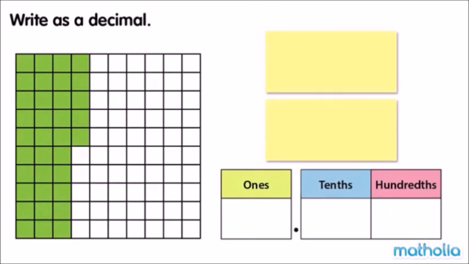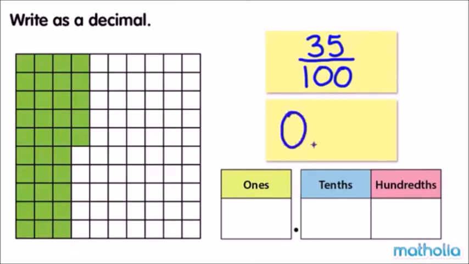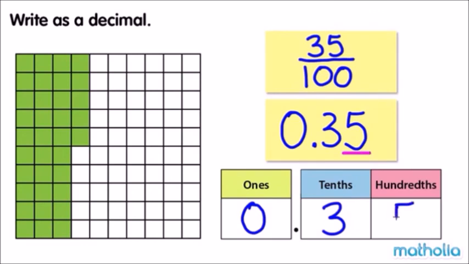Write as a decimal. The whole has been divided into 100 equal parts. 10, 20, 30, 31, 32, 33, 34, 35 parts are coloured. 35 hundredths are coloured. We can also write this as the decimal 0.35. We can show 35 hundredths on a place value chart. There are 0 ones, 3 tenths, and 5 hundredths. That's it.